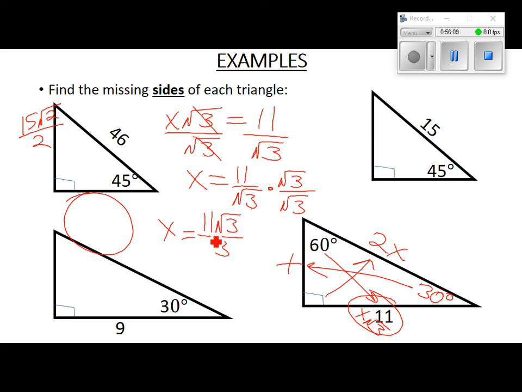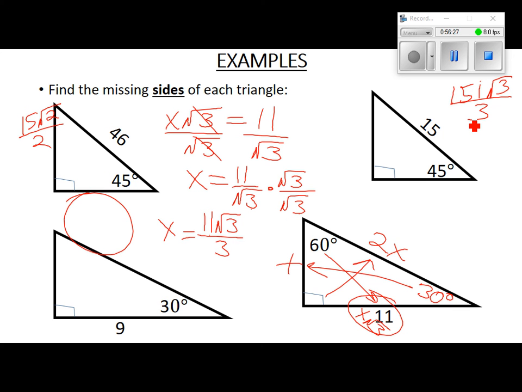If it's some crazy number like 151 times the square root of 3 over 3, yeah, I would probably go ahead and change that to a decimal. Because that's just completely and totally ridiculous, and you're never going to see that. Do what?